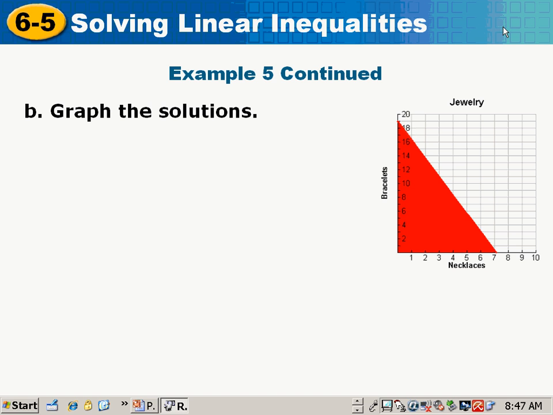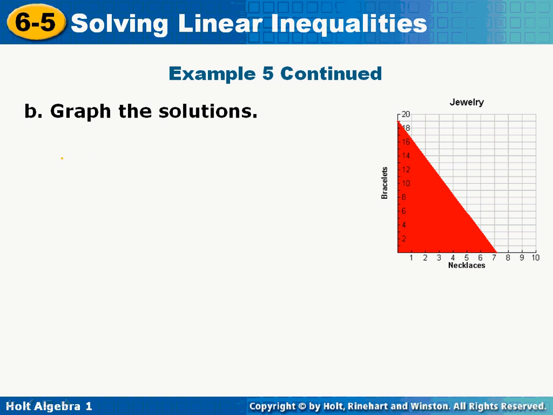Now, since it said less than or equal to, we have to shade below that line. Notice I didn't go shading out here because that would be negative. So you have to shade underneath the line, and then you're limited by the x and the y axis.